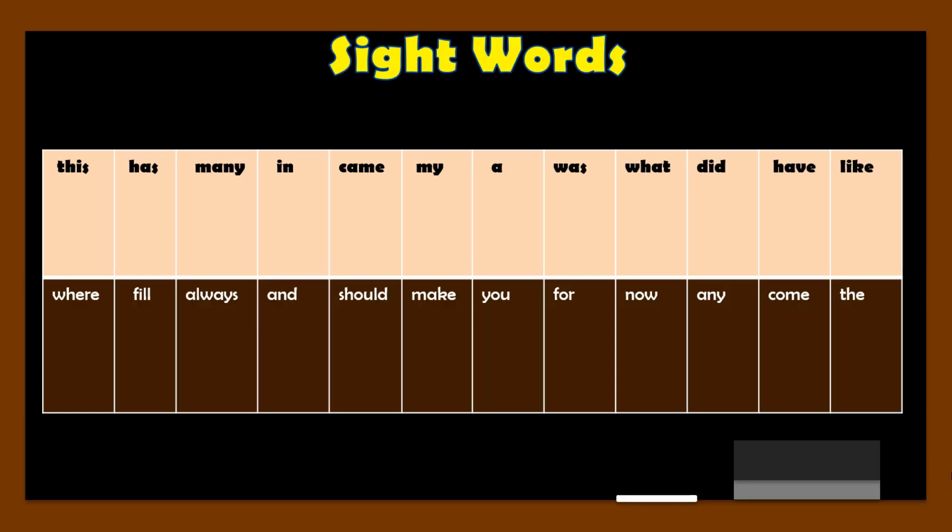Sight words learned in this lesson are: this, has, many, in, came, my, a, was, what, did, have, like, where, fill, always, and, should, make, you, for, now, any, come, the.